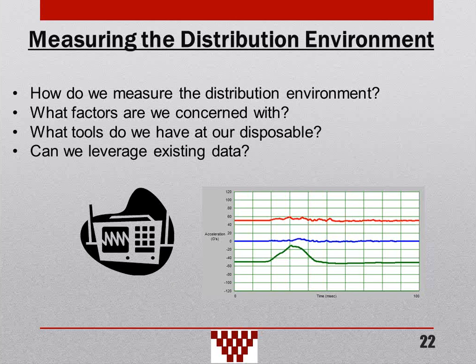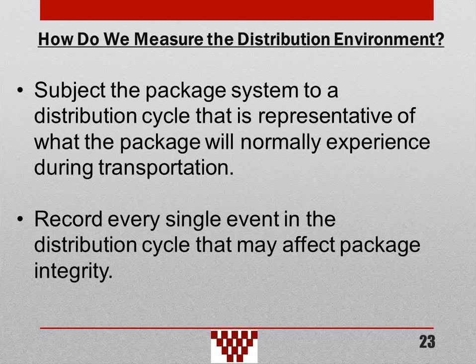So the first question is, how do we measure the distribution environment? To properly measure anyone's distribution environment, you have to subject the package system to a distribution cycle that is representative of what the package will normally experience during transportation. So if your package originates in China, you have to start your distribution study in China. There's no reason why you would start your distribution study in the US, because it just doesn't make sense. That's not your cycle.